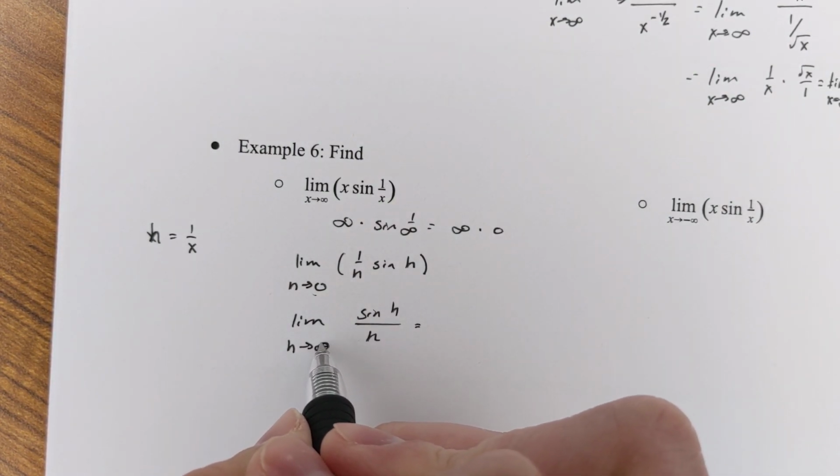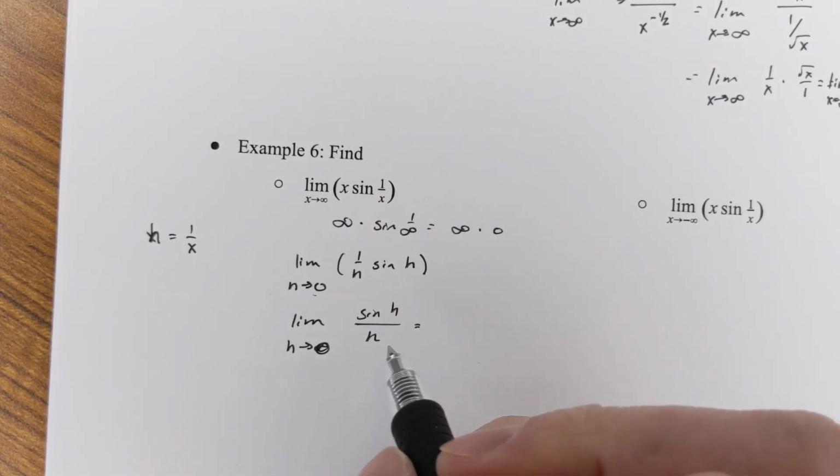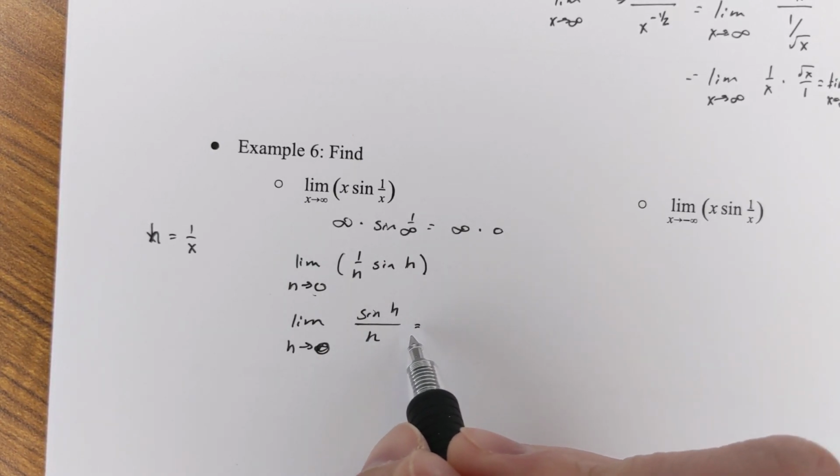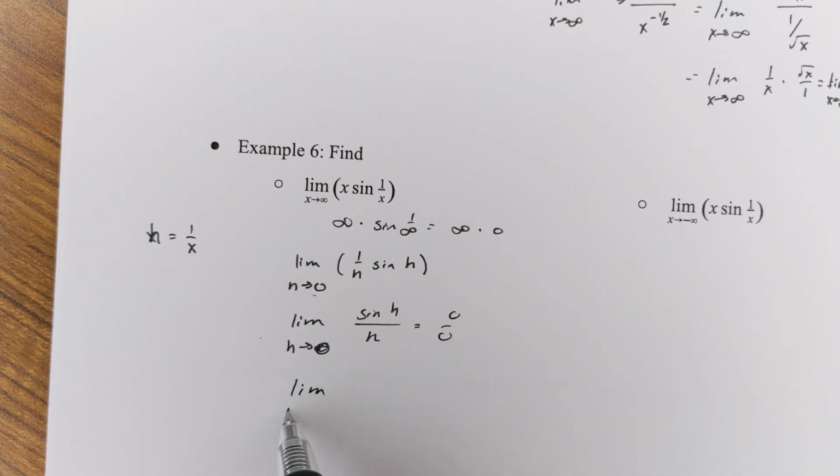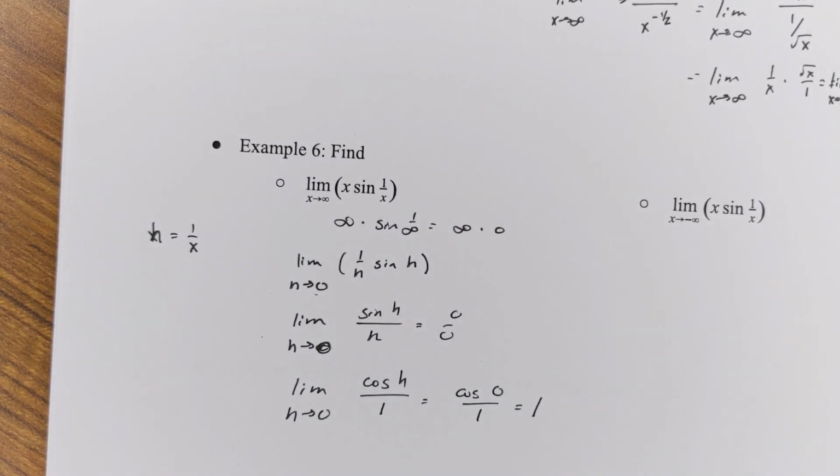Oh, no, that's a 0. So this would be 0 over 0, so I would need to L'Hopital it. So the limit as h approaches 0 of the cosine of h over 1 would become the cosine of 0 over 1, which is just 1. So there's your answer.